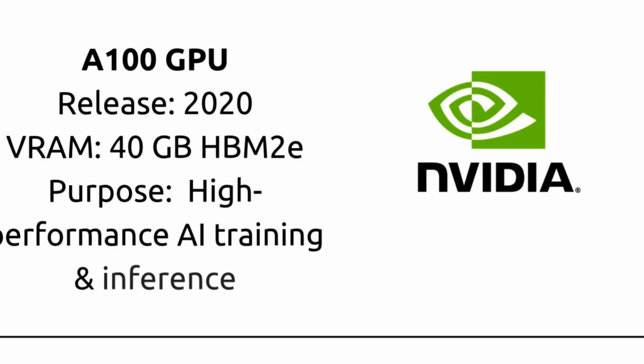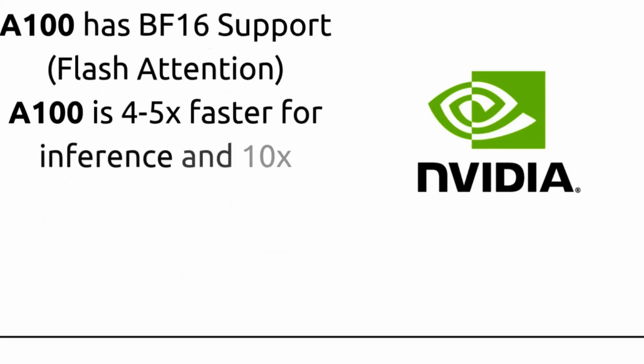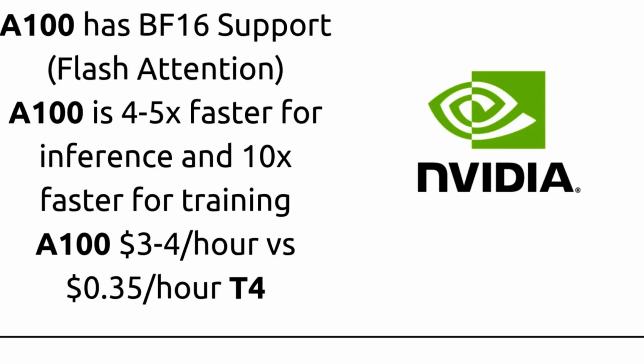The A100 GPU, the Ampere architecture, was released in 2020. Its RAM, significantly more, 40 gigabytes. Its purpose, high-performance AI training and inference. The A100 has BF16 support, BF16 meaning brain floating point 16. This BF16 support will allow us to do flash attention. If you remember from our setup, we disabled that.